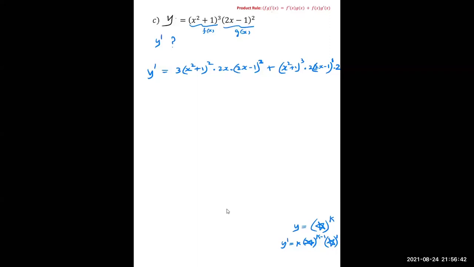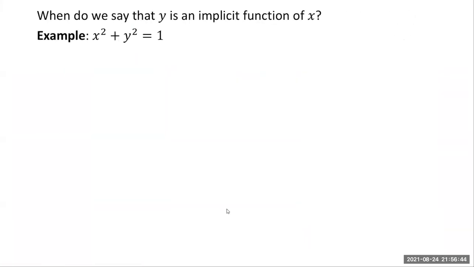All right, let's move on. The next thing I want to talk about is implicit function. When do we say that y is an implicit function of x? Well, we say that y is an implicit function of x if we cannot solve an equation for y and obtain a single well-defined function for y.